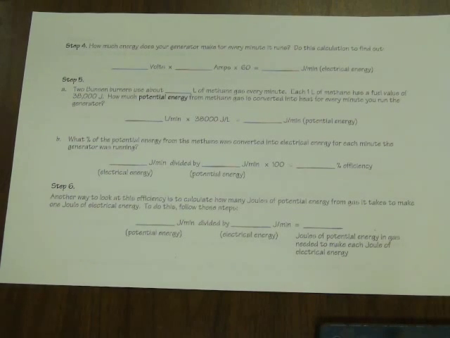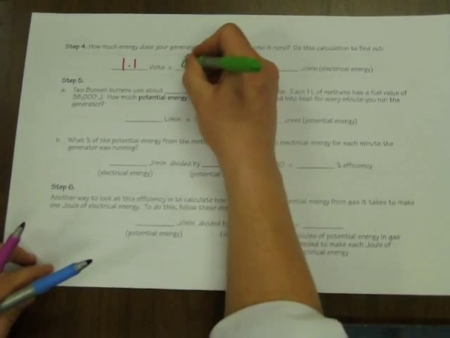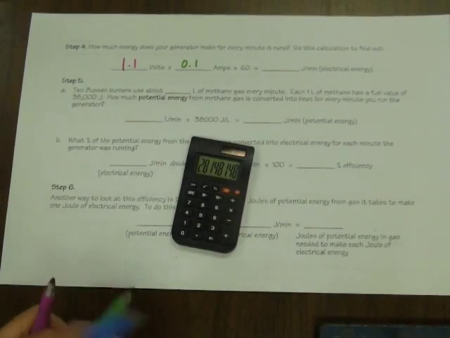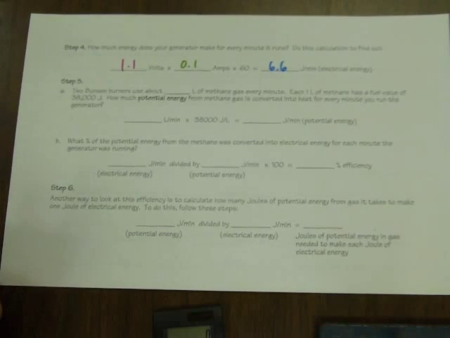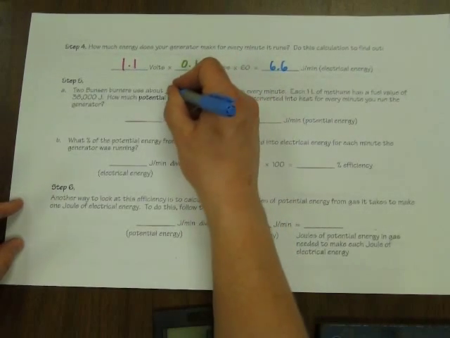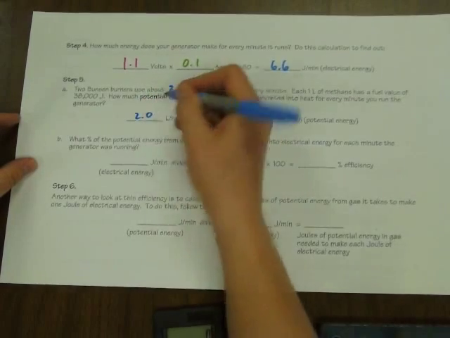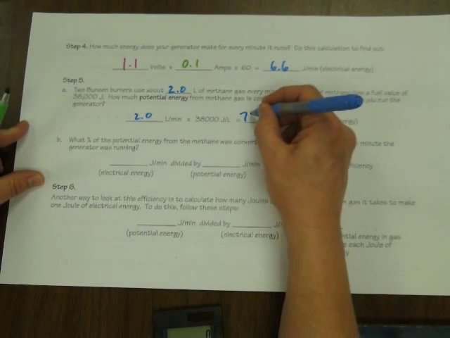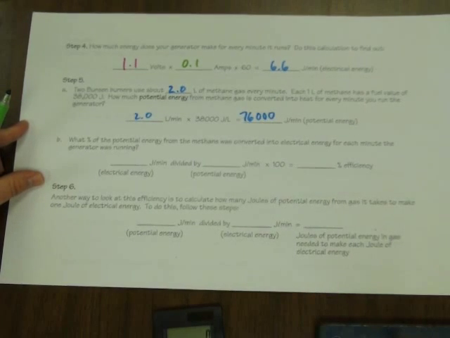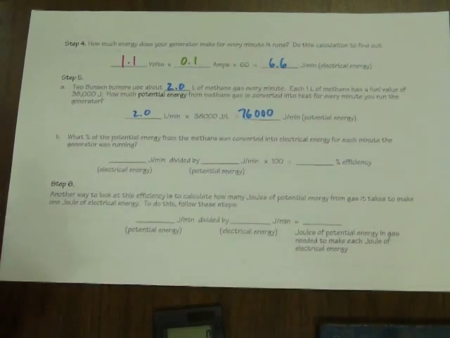So if I had 1.1 volts and I had 0.1 amps times 60, when I do the math, I get 6.6 joules for every minute that I'm running this generator. So that's more than I had before, but it's still not a whole lot. 2 Bunsen burners uses twice as many liters of gas every minute, so I'm going to put 2 there instead of 1. So if I had 2 liters burning for every minute, and this is how many joules are in each liter, then I'm going to have twice as many joules being burned every minute, 76,000 joules every minute. So I'm burning this much heat every minute, and I'm getting this much electricity in return. Still not a very efficient process.